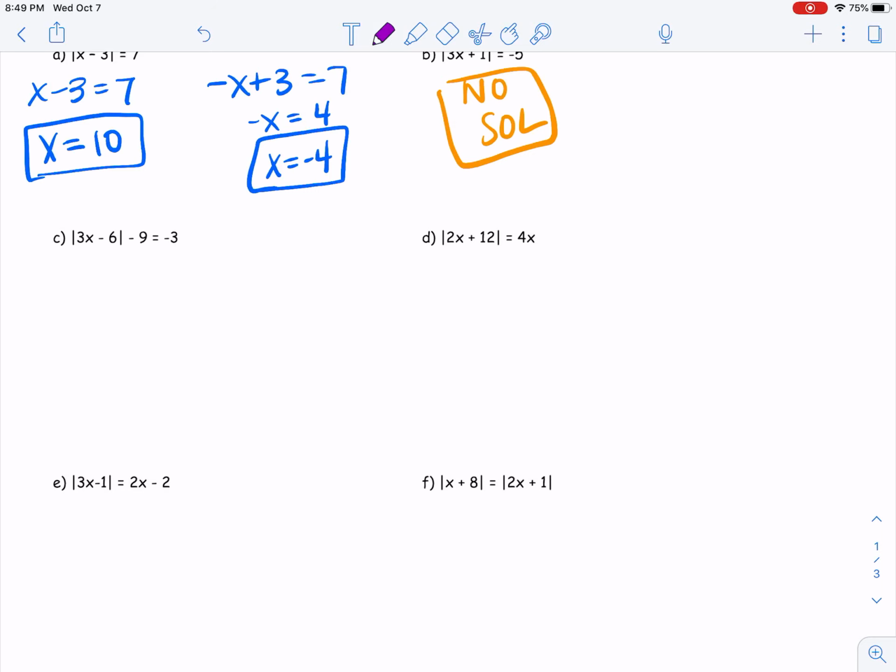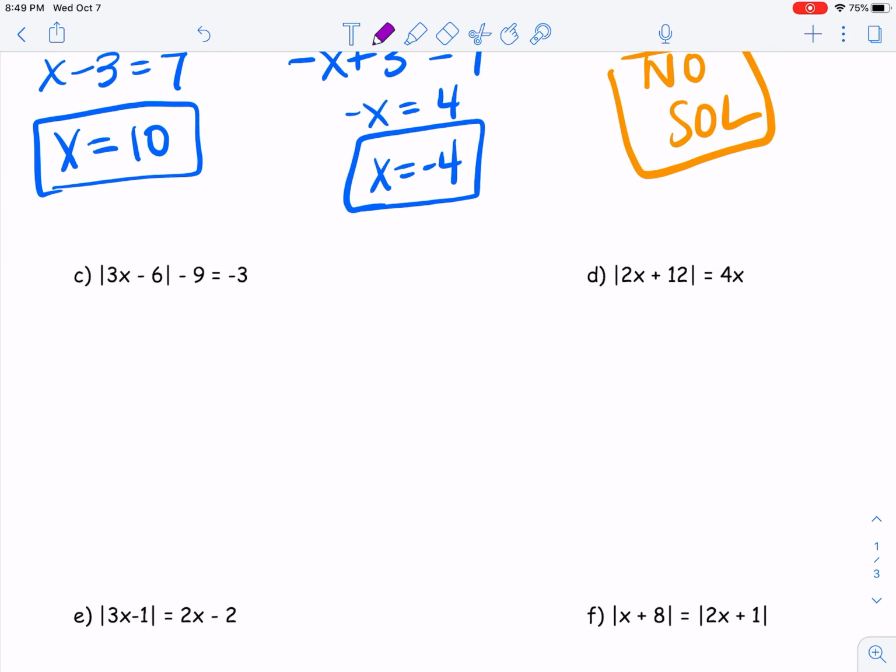The absolute value of 3x minus 6, minus 9, is equal to -3. Yes, I know that it's equal to a negative number, but I can't stop there because my absolute value is not isolated. I need to isolate my absolute value first. So to do that, I'm going to add 9 to both sides. So that will give me the absolute value of 3x minus 6 equaling 6. And now my problem has kind of gone away. I have an absolute value equaling a positive number, which is totally fine. I've isolated the absolute value. I go on to the next step, which is creating two equations, leaving it positive, and then taking the opposite from inside of the absolute value.